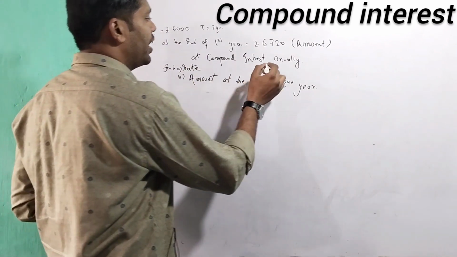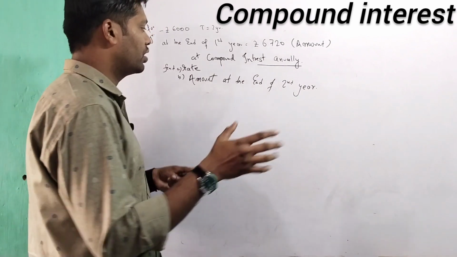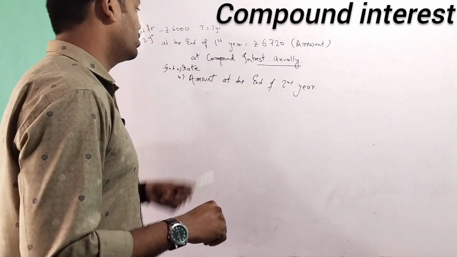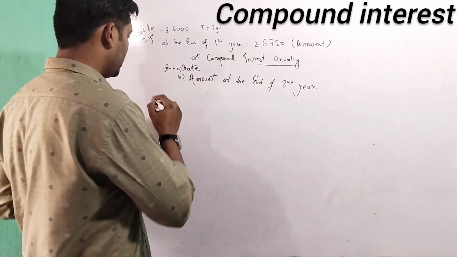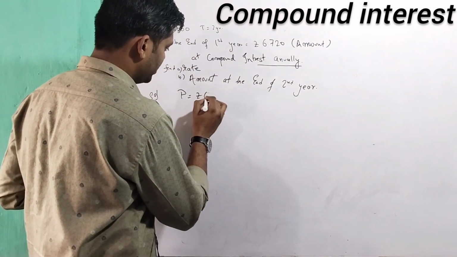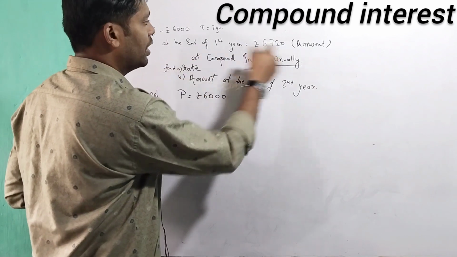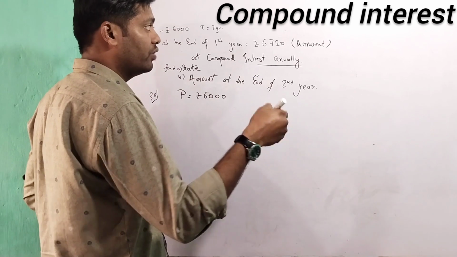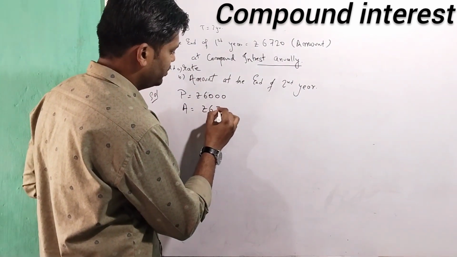Compounded annually means there's no tension, nothing to do, directly you will do the sum, nothing to convert. You have to find out the rate and the amount due at the end of second year. First you have to find out the rate of interest. Now how to find out the rate of interest? What they gave me: principal is there, rupees 6,000. And the amount at the end of first year, for first year only, rupees 6,720.